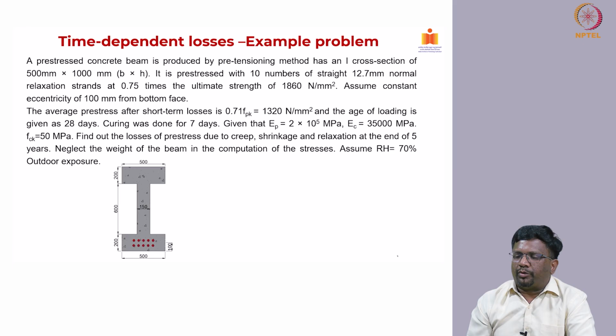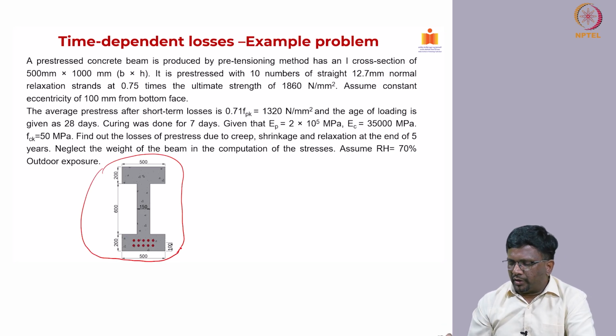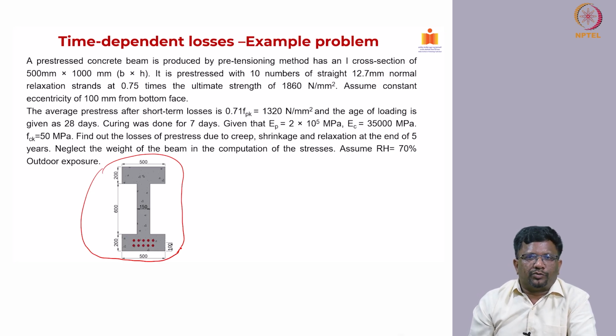Now, let's quickly go through one example problem. You can see here we are dealing with the same I section that we used in the previous module, which is a 1 meter height I section beam with a flange width of 500 mm, flange thickness of 200 mm, and web thickness of 150 mm, and you have pre-stressing strand of 10 numbers of half-inch diameter strand.